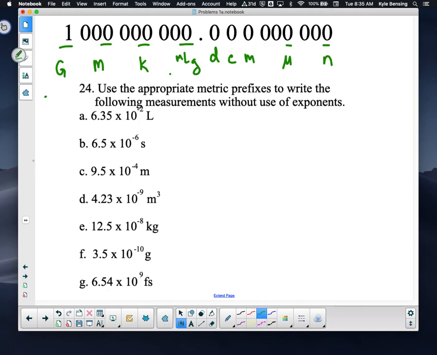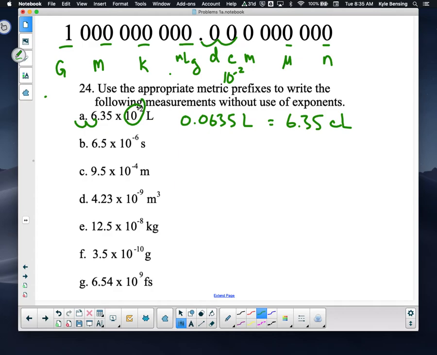So 6.35 times 10 to the negative 2, when converted from scientific notation, the negative 2 means I'm jumping 2 places to the left. So that gives me 0.0635 liters. And if I'm at liters here and I move the decimal place 2 places to the right, that means that I have 6.35 centiliters. Or you could look at the negative 2 and see that it means centi. Times 10 to the negative 2 is centi because it's 2 places to the right.